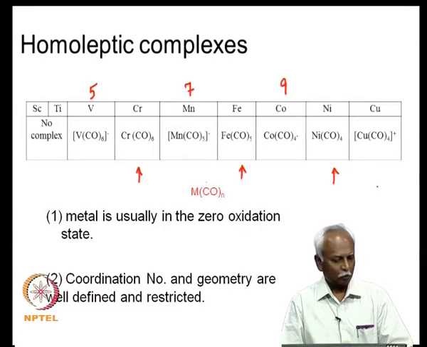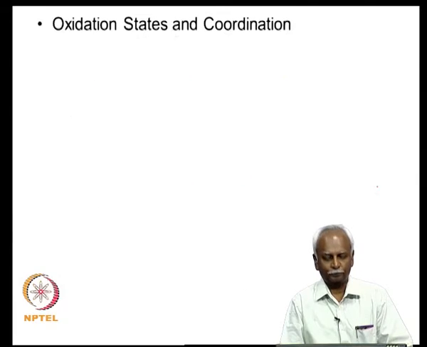So, the metal is in the 0 oxidation state, and we also notice that the coordination number and the geometry appear to be restricted. Let us take a look at the coordination number. In coordination chemistry, Werner's chemistry, the metal is in a positive oxidation state, and many of the complexes are either octahedral or tetrahedral. Not many other geometries are encountered in coordination chemistry. Unlike that, in organometallic chemistry, you seem to have a restriction on the coordination number and the geometry.